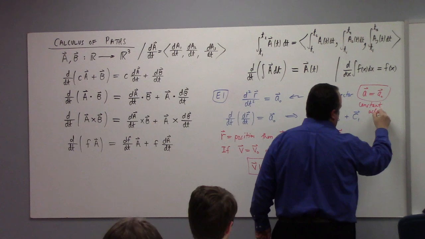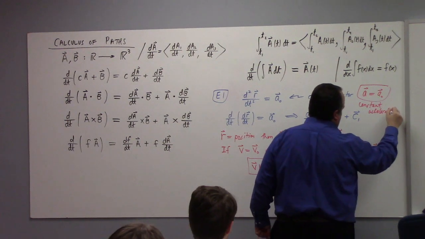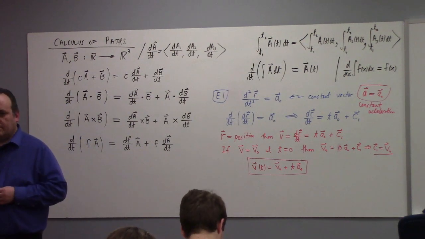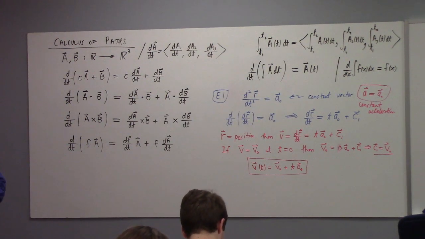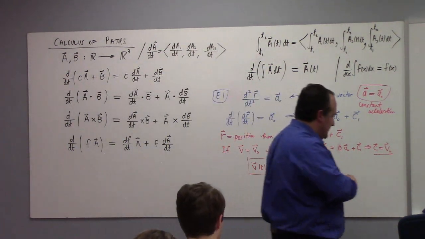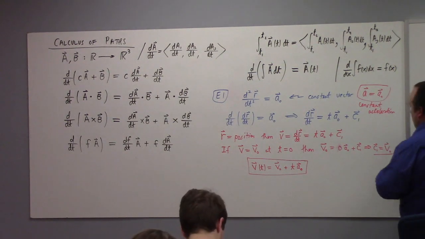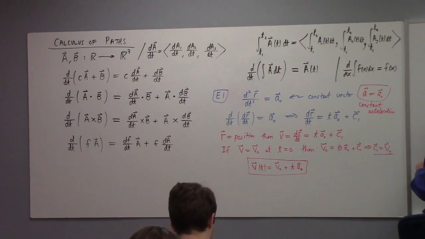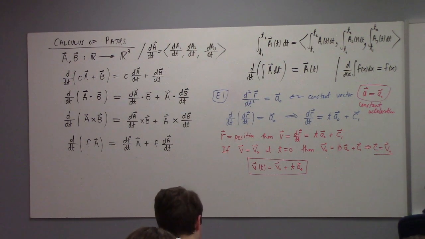I'll get out of the way here in a second. Constant acceleration gives us velocity of this form: time times the acceleration vector plus the initial velocity. Then my next step, continuing this, is to go, okay, so the velocity is also equal to the change in the position vector with respect to time. So that's equal to v naught plus t times a naught.